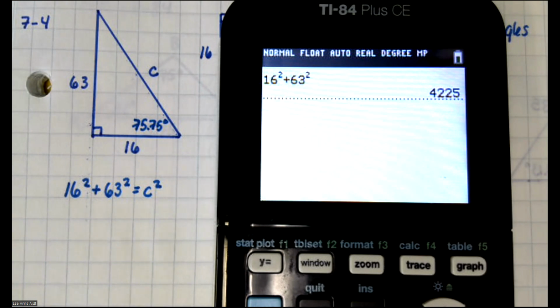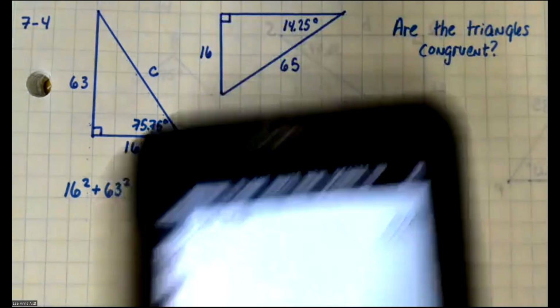So anyway, 16 squared plus 63 squared is 4225.